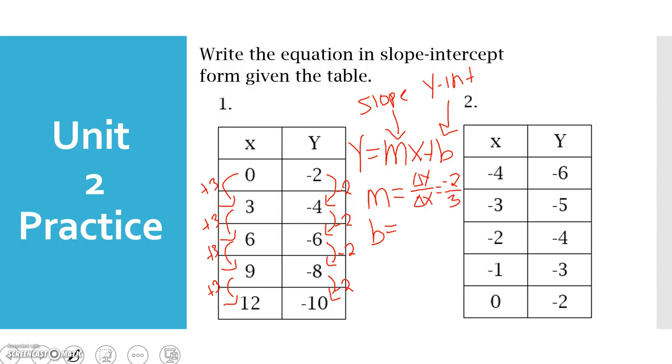Our y-intercept then, or our b value, we want to find on the table in our x values, where is x equal to 0? And in this one, it's the very first one. So when x is equal to 0, what is y? And our y value is -2. So that tells us that our equation of this line is y equals -2/3 x minus 2.